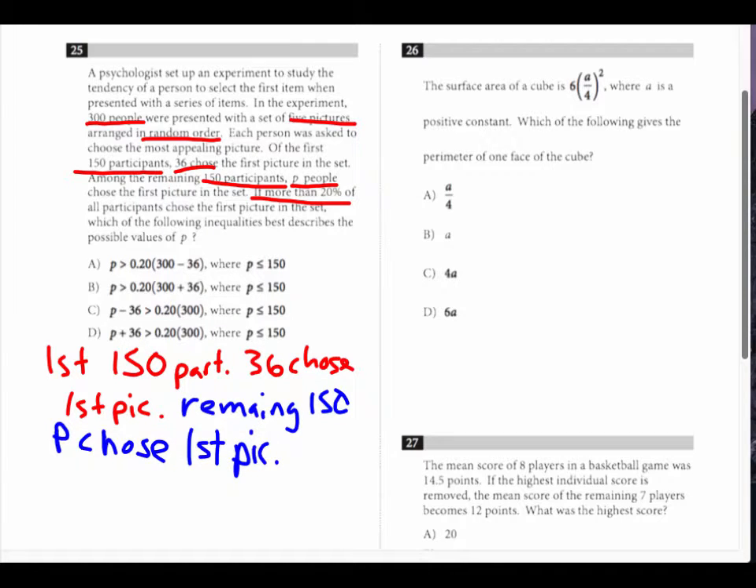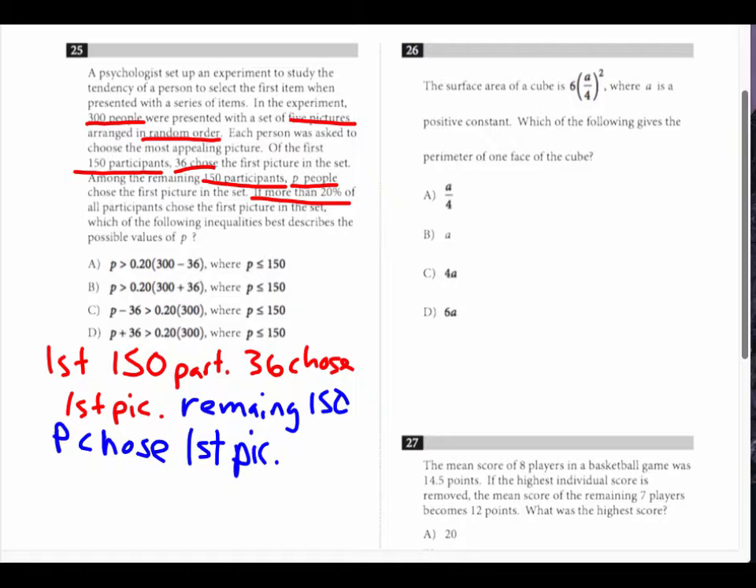All right, so let's think about what that means. There's 300 people surveyed total, right? Out of the first 150, 36 of those people pick the first picture. So there's a series of pictures, and they say pick the one that's most appealing, but they're set up in a specific way. So 36 of the first 150 choose the first picture. They find it most appealing. Now, the P part is, out of the remaining 150 people, we're trying to figure out how many of them choose the first picture.